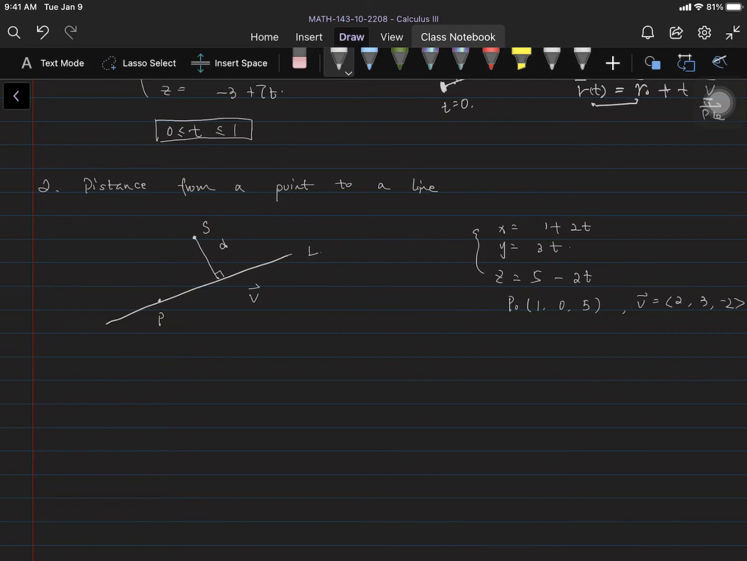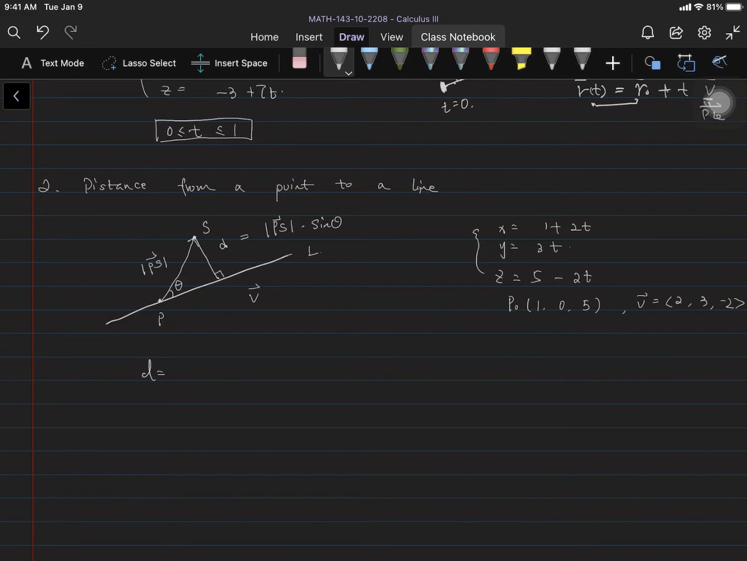We are going to use the vector method. So let's take a look. I'm going to connect P and S. We make a new vector, the PS vector, right? And the length is that one. And here the angle is theta. Actually, the distance equals the PS vector length times sine theta, opposite, right? Sine theta. So how to find the distance?